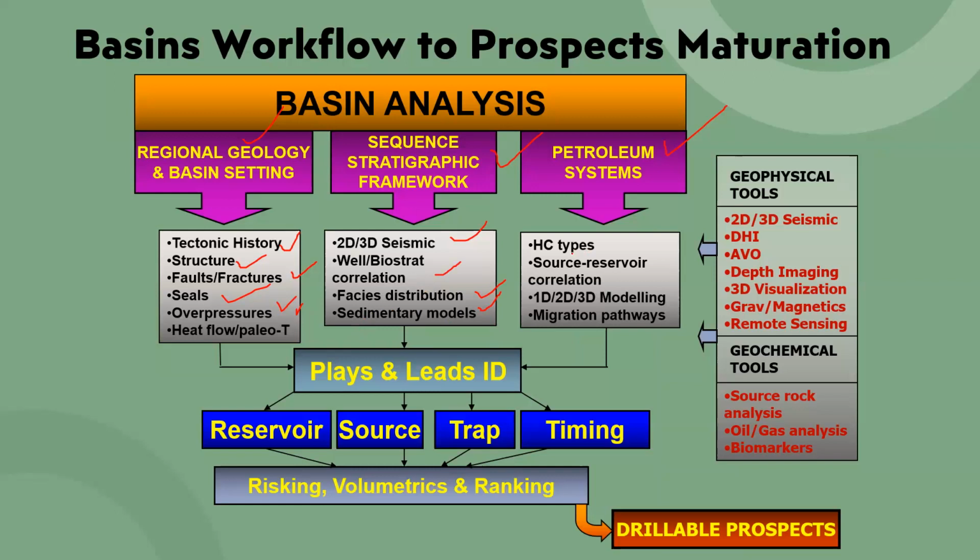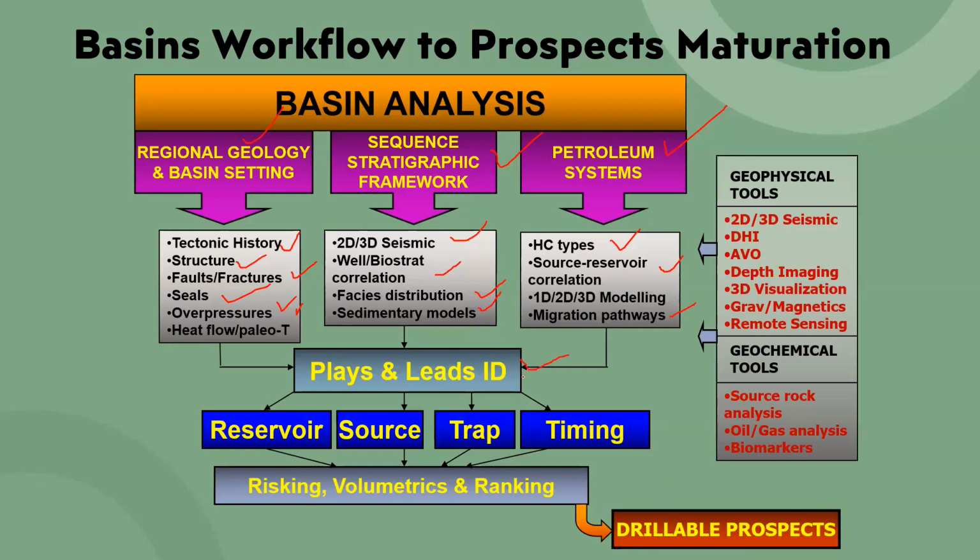And the petroleum system is very straightforward. You have to look at the hydrocarbon types, then whether your source and reservoir are correlating with each other or not, because sometimes you have the source but your reservoir is not there. Sometimes you have both source and reservoir, but there is no correlation, I mean the connection or the migration. So we have to come up with this petroleum system. And finally, you will look at the migration pathway in the petroleum system as well. So from all these three methods, the regional setting, sequence stratigraphy, and petroleum system, you will come up with the play and lead ID.